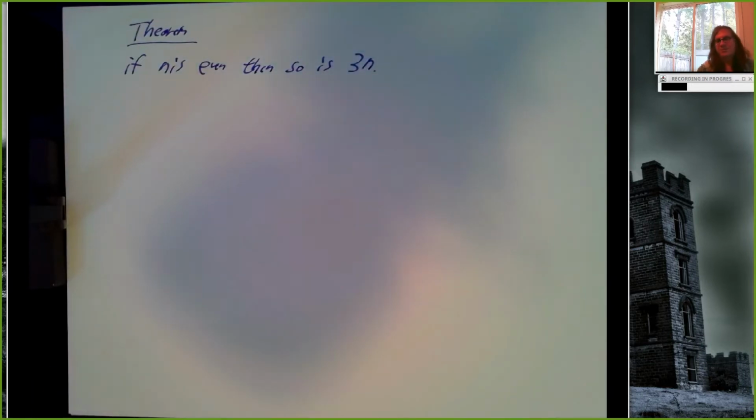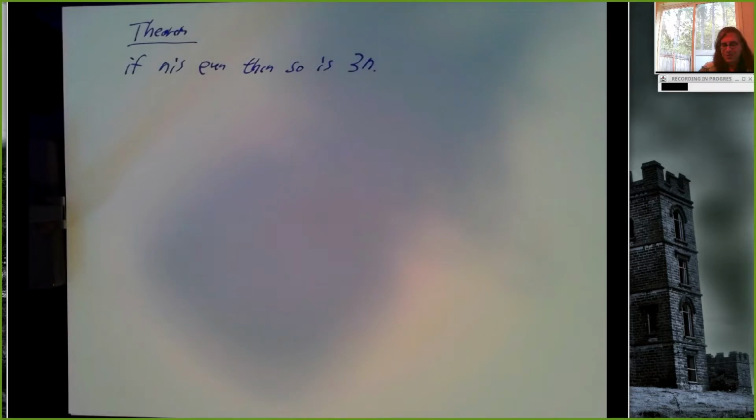So if n is even, then so is 3 times n. So 6 is even, 3 times 6 is 18, that's also even. 100 is even, 3 times 100 is 300, that's also even. So it feels plausible, but we can prove this pretty rigorously.